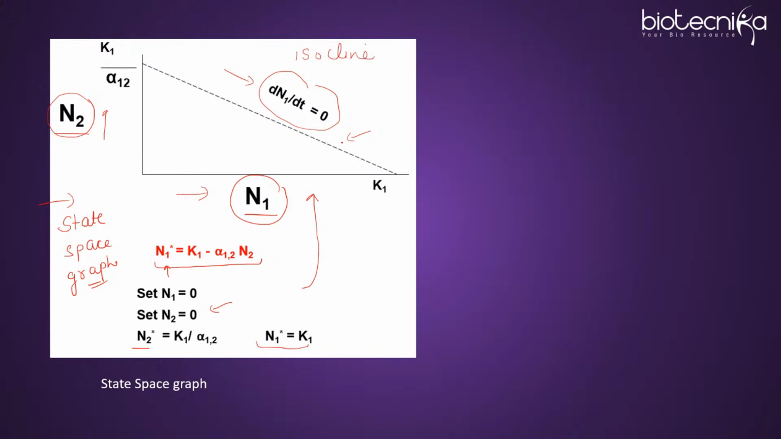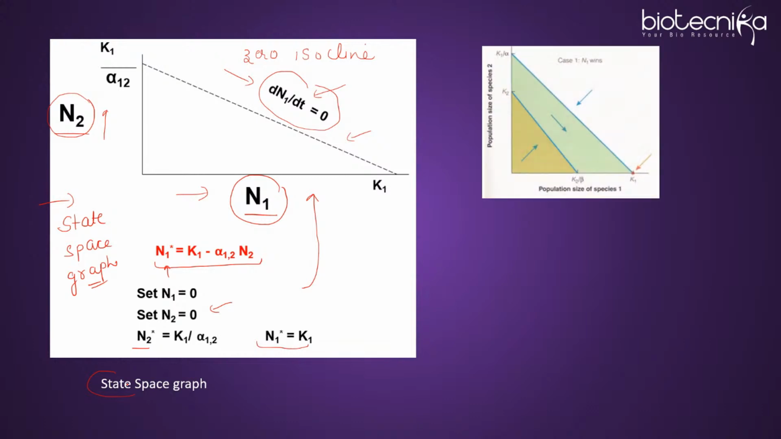An isocline is that line at every point over which dN1 by dt is equal to 0. Because remember, this is the zero isocline for species 1. We have obtained this isocline after setting the logistic equation of species 1 to 0. Likewise, you can do it for species 2. I hope you have understood this. So at every point over the isocline, dN1 by dt is equal to 0. So this is what our state space graphs show.